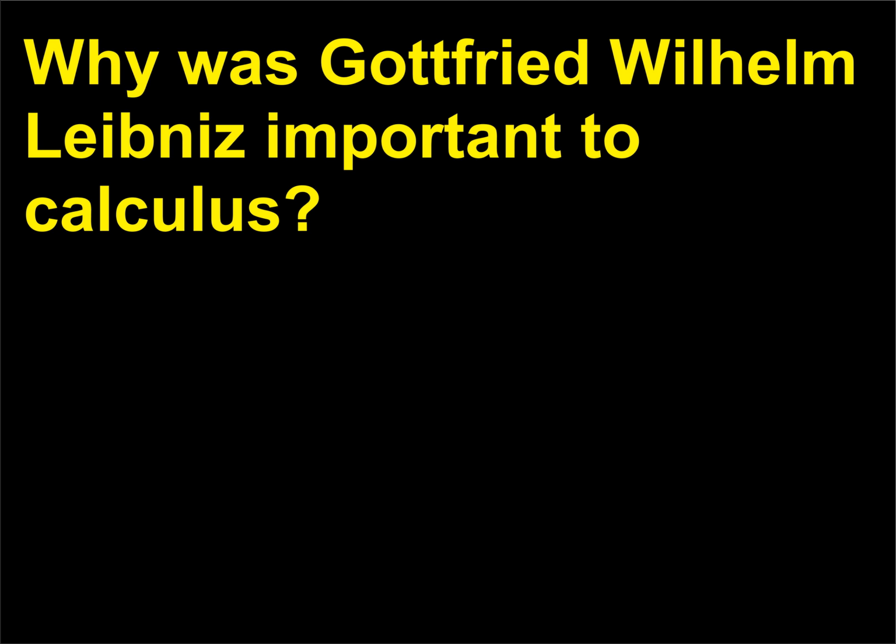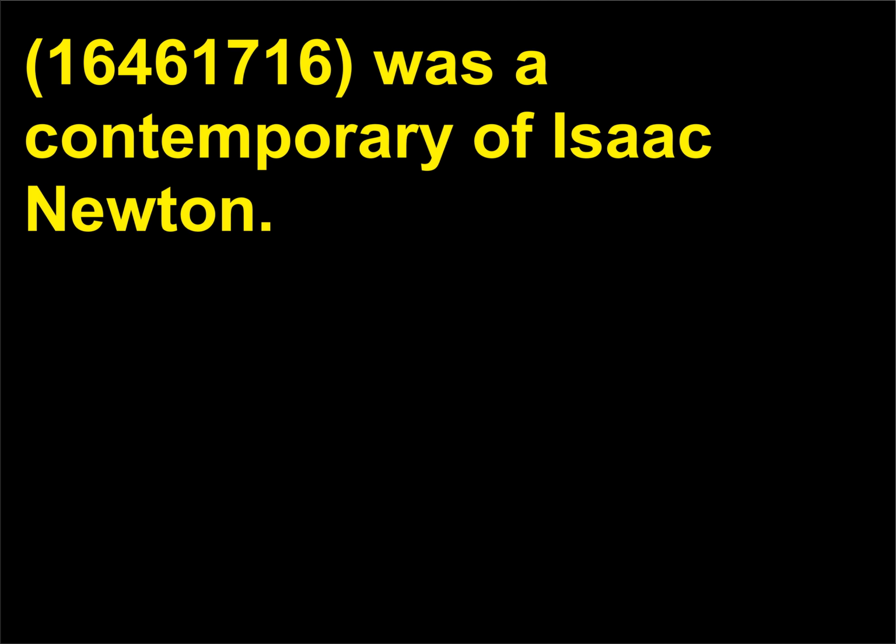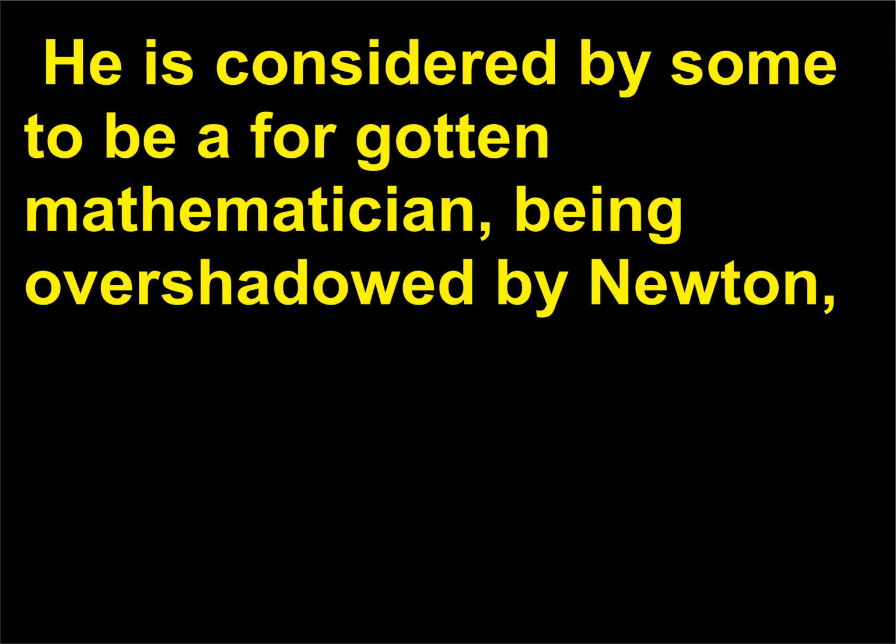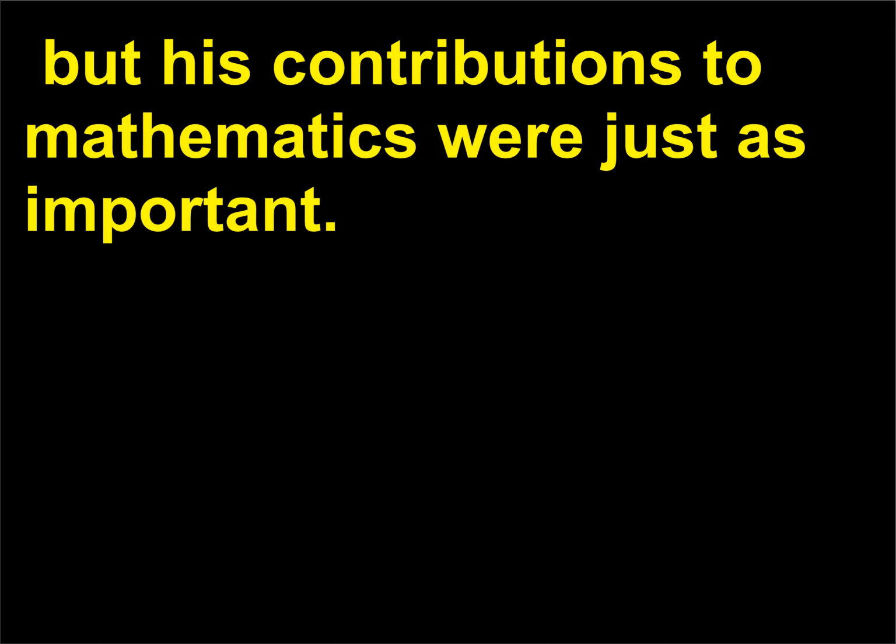Why was Gottfried Wilhelm Leibniz important to calculus? German philosopher and mathematician Baron Gottfried Wilhelm Leibniz, 1646 to 1716, was a contemporary of Isaac Newton. He is considered by some to be a forgotten mathematician, being overshadowed by Newton. But his contributions to mathematics were just as important.